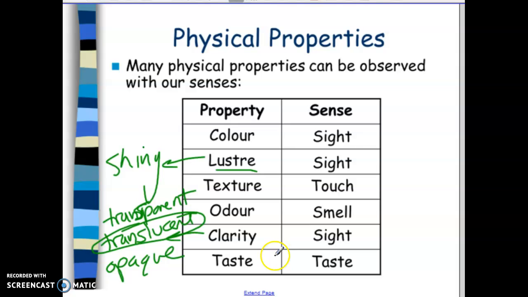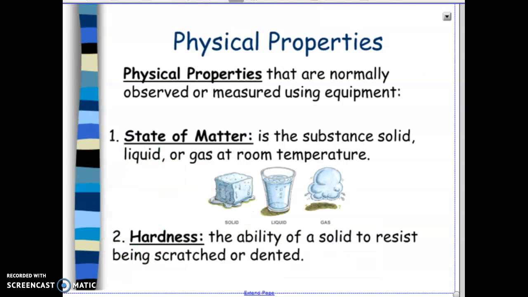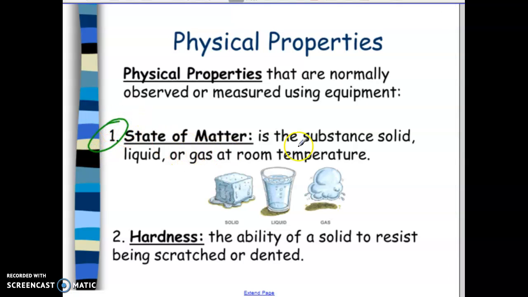Okay, and of course, then we have taste. So I'm going to start off by saying the physical properties that I'm going to go through here are some of the more common ones, okay? But there's actually many more physical properties that exist, okay? So I don't want you to think that the ones that we're talking about here are the only ones that are possible. There are more physical properties. I try to just pick things that are very common and will come up time and time again in high school science, okay? So first off, the state of matter that something is.